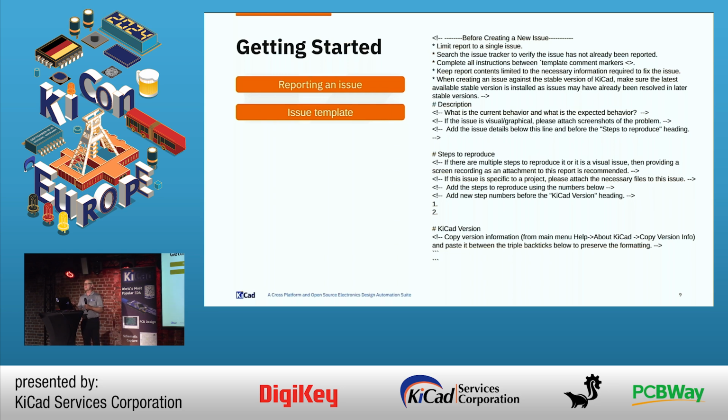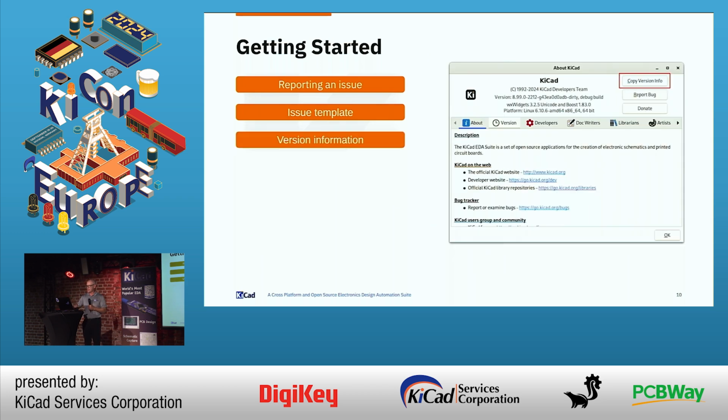Now, one of the most common things that people get wrong: you notice the bottom there says KiCad version, and there are two sets of triple backticks. In between those triple backticks, you need to copy the version info, and I'll talk a little bit about how you get that and paste it in there. Do not remove the triple backticks, because everything that isn't between triple backticks will be formatted like HTML, so just like a paragraph. The version information is formatted with indentation and whatnot, and that will all go away if you don't have the triple backticks there. It would just look like one long paragraph of information. So make sure you get that right.